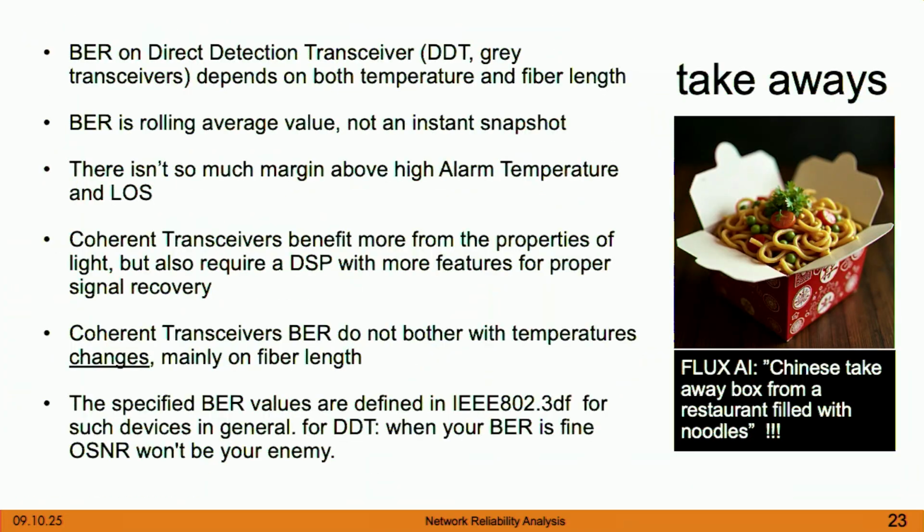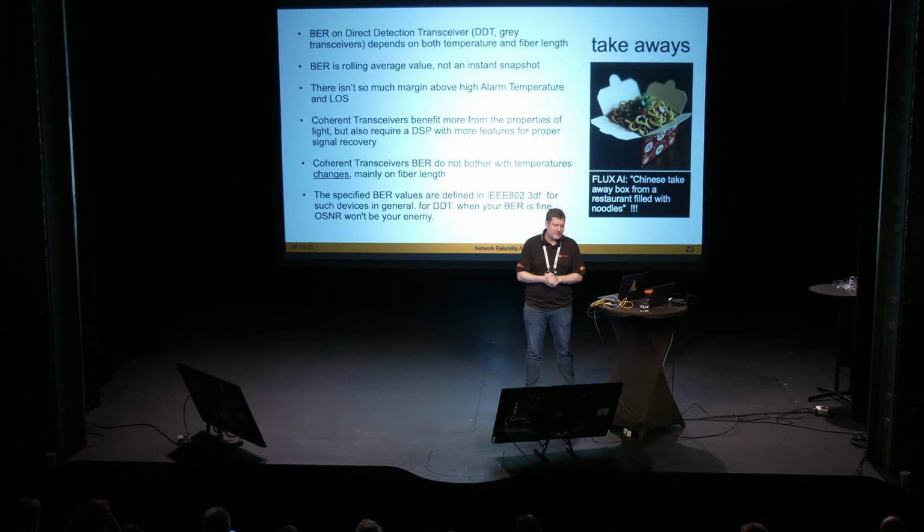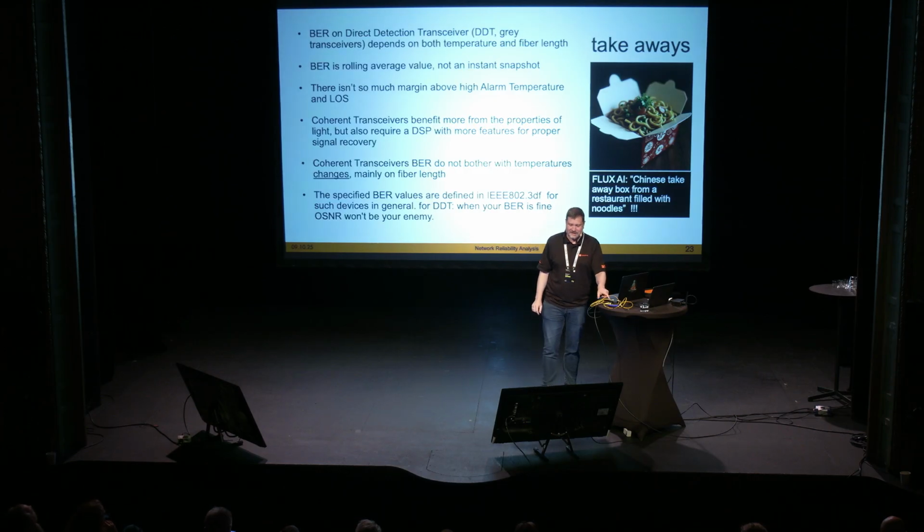Yep. And yes, that's it from our side. So we have bit error rate on direct detection transceivers, eye diagram, and they depend both on temperature and fiber length. Bit error rate is always a rolling average. Keep this in mind if you are seeing it on your network gear and you try to influence this through different methods. After the high alarm and the loss of signal, there's not so much margin, so respect the high alarm that is being indicated.